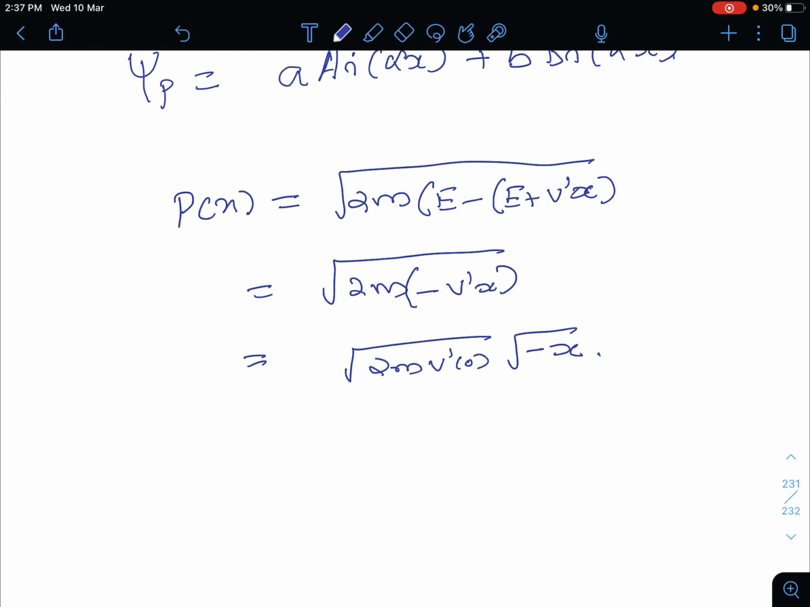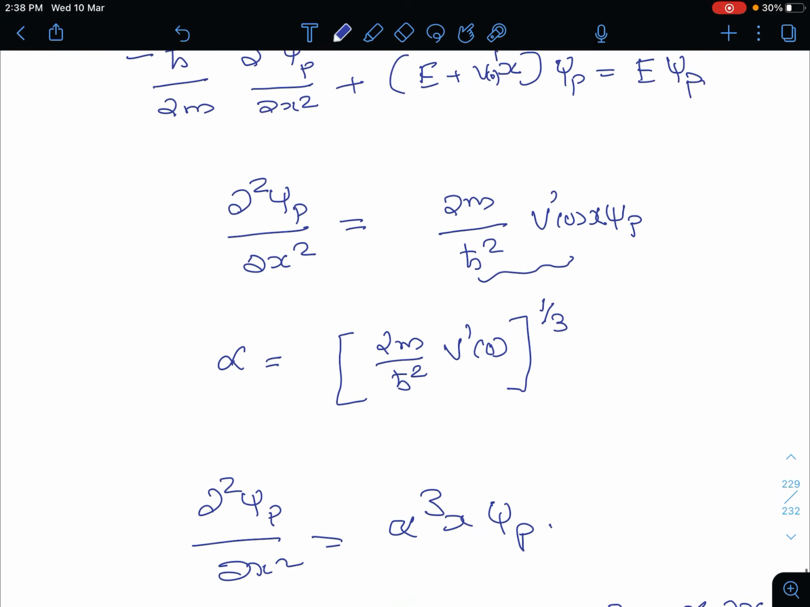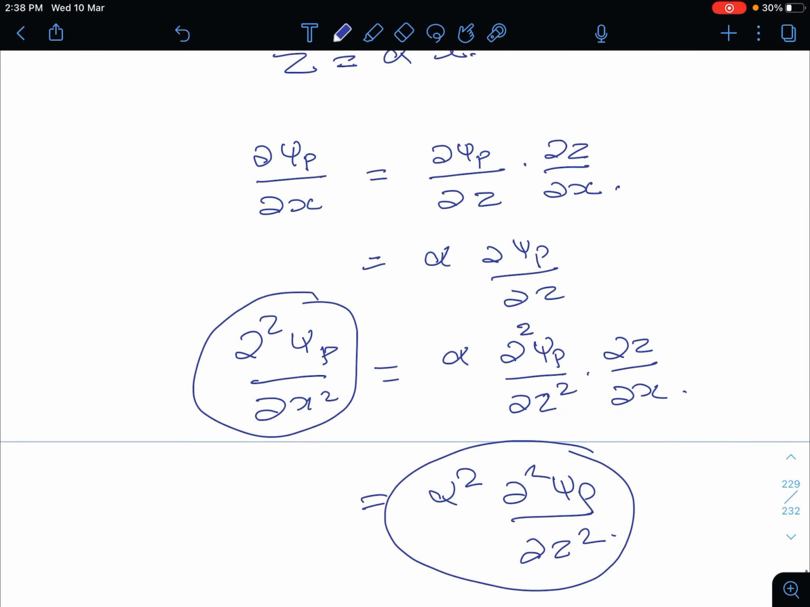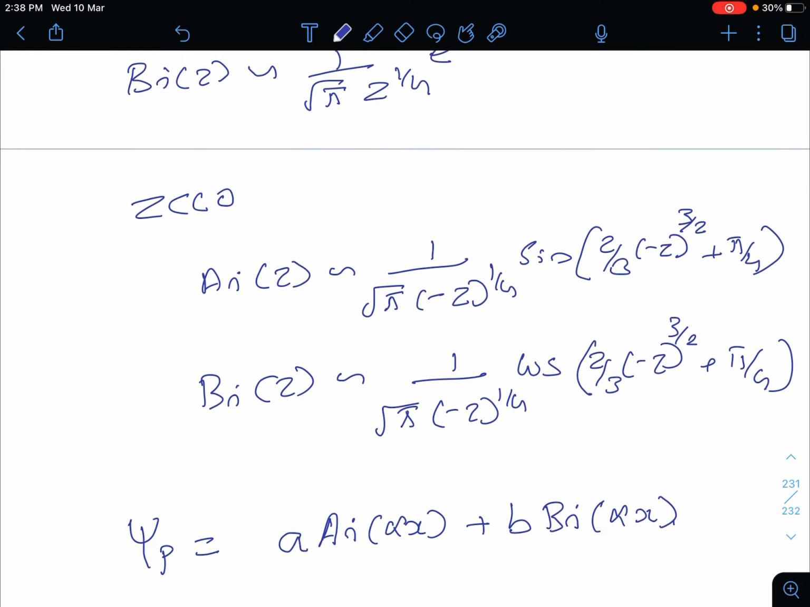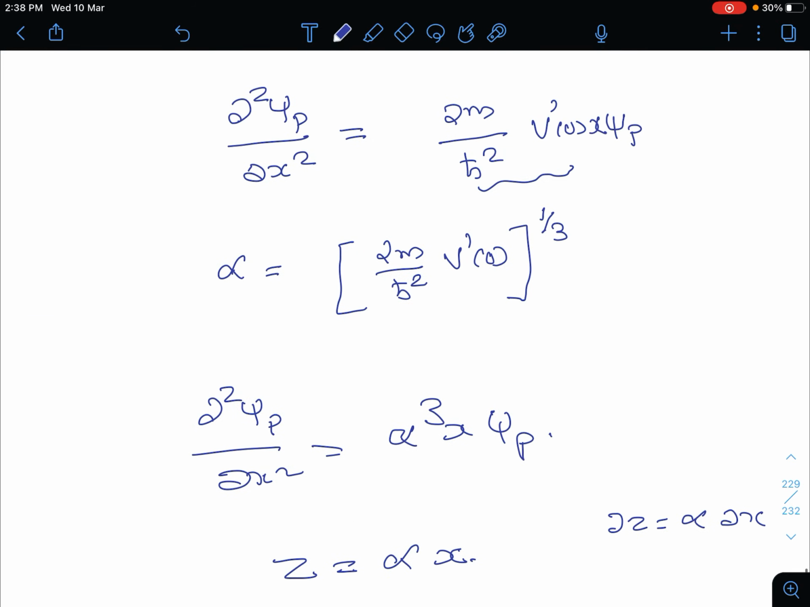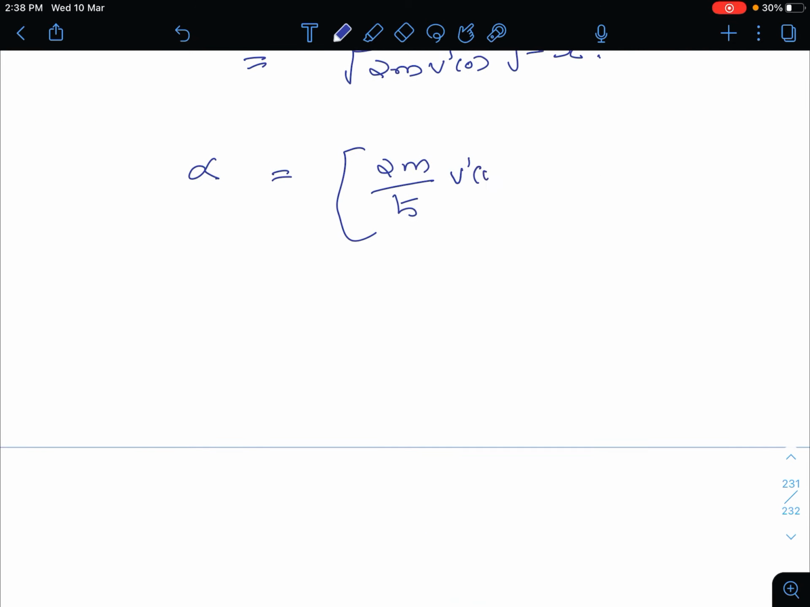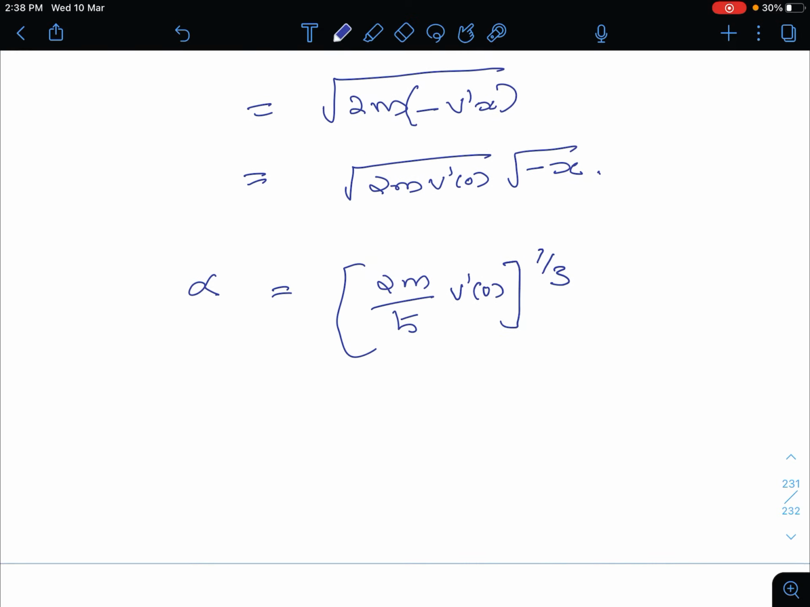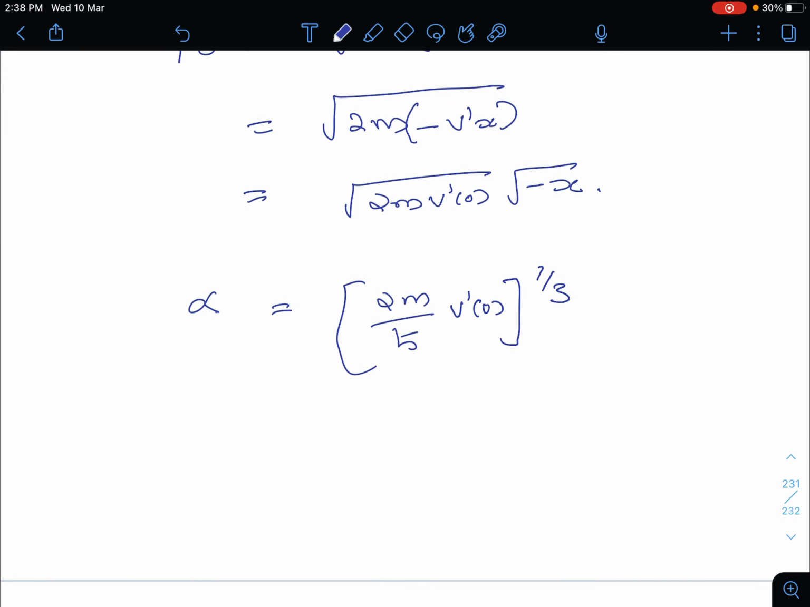That is what I can write. But what is our alpha? Let's consider what is our alpha. We have discussed the alpha somewhere here. Yeah, 2m by h cross, that is 2m by h cross, right? 2m by h cross, V dash of 0, V dash of 0 all raised to 1 by 3, right? That is the alpha, right? Yeah.